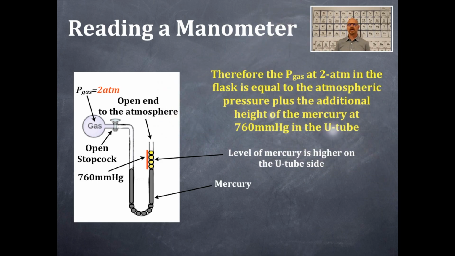And this means the following. The pressure of the gas in the flask, 2 atmospheres, is equal to the atmospheric pressure pushing down plus the additional height of the mercury, and that's 760 millimeters of mercury. So that's why 1 atmosphere of pressure is equal to 760 millimeters of mercury in terms of height.